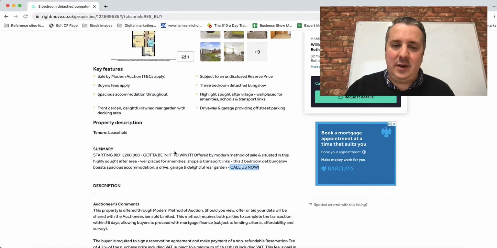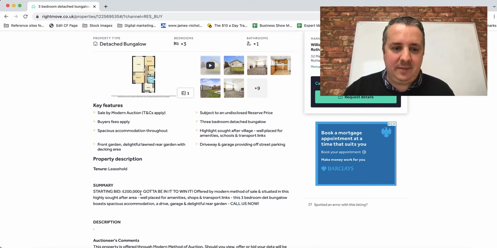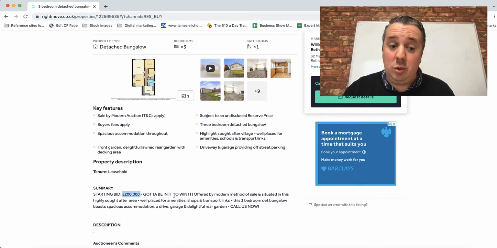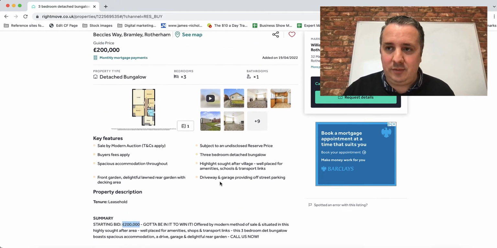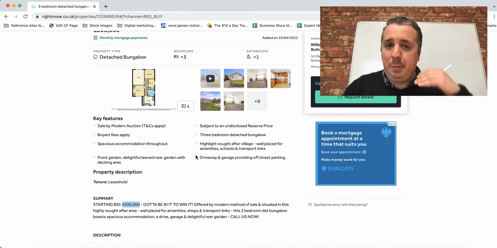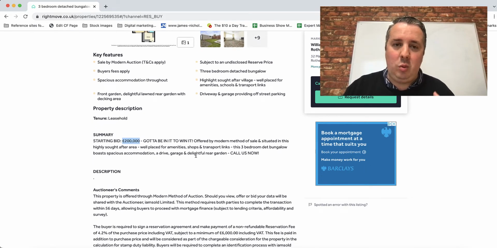Now, where this is very different is the fees here on the whole are paid by the buyer, right? So this property here, they're saying that the first bid that they've got at the moment is for £200,000. So you know that if you're going to bid, you've got to pay more than that £200,000. So I could go in and bid at £201,000, for example.